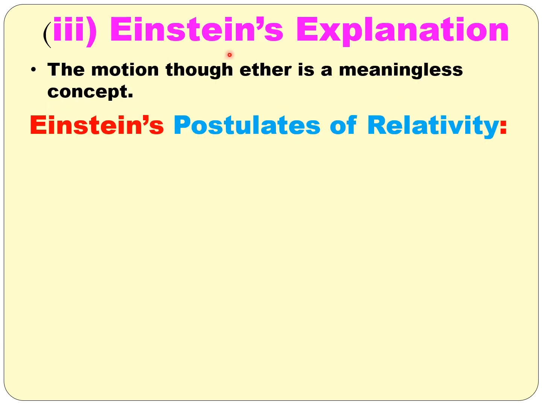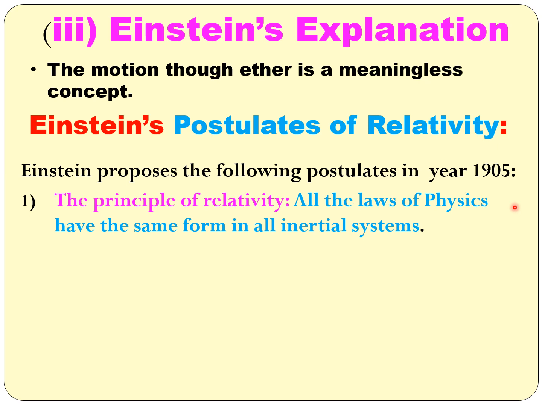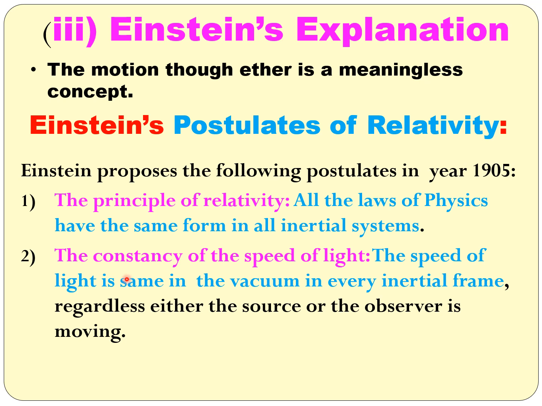The third explanation was given by Einstein, that the motion through ether is a meaningless concept, and he gave two postulates in 1905. The first one was the principle of relativity, that all the laws of physics have the same form in all inertial systems. The second one was the constancy of the speed of light: the speed of light is the same in vacuum in every inertial frame, regardless of whether the source or the observer is moving or not.